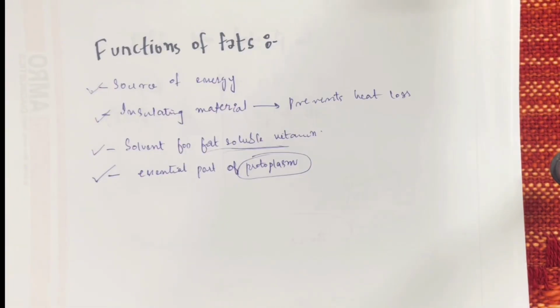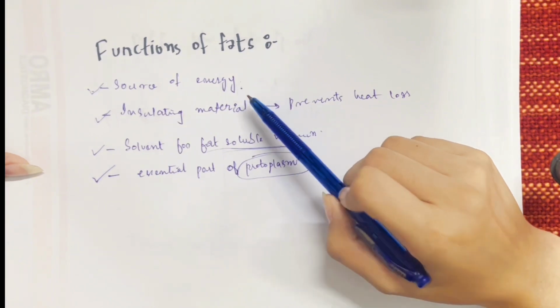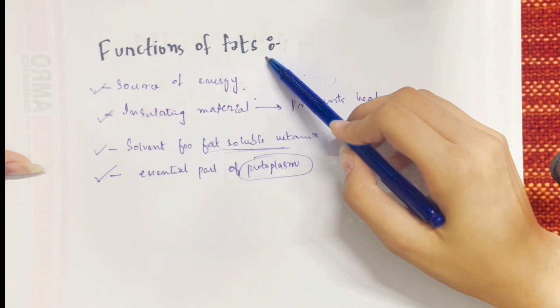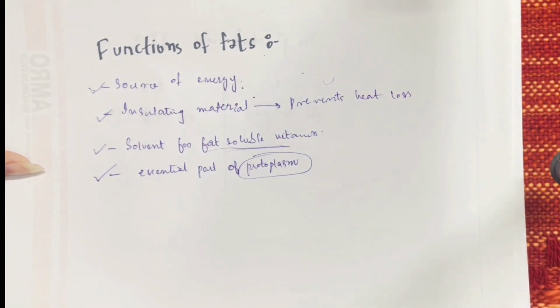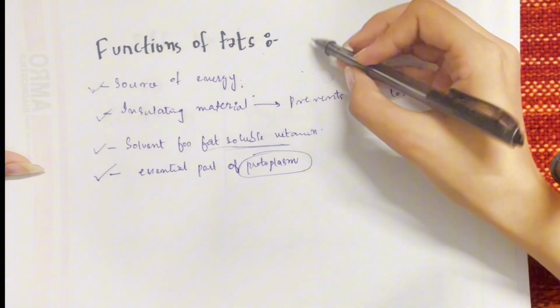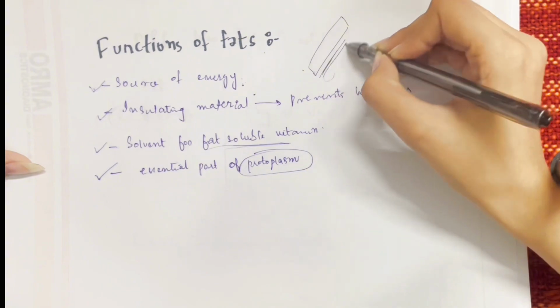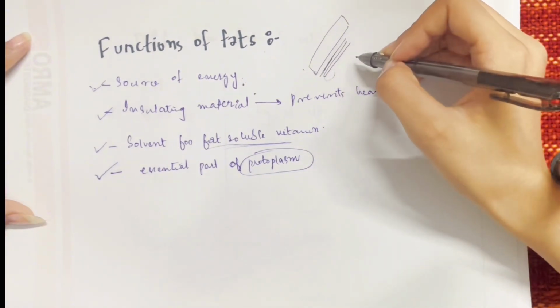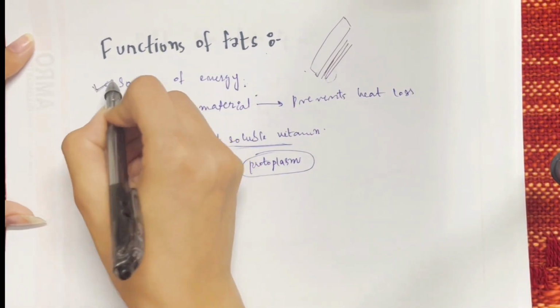All right, let's come on to the functions of fats. Fat is a basic source of energy. It fulfills the proportion of fat or lipid that is required by our body and gives us the full source of energy. Fat is also an insulating material. Basically, fat forms a layer on our organs and cells to protect them from the external environment and prevents heat loss. So it is termed an insulating material along with being a source of energy.